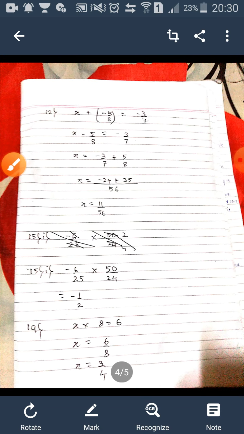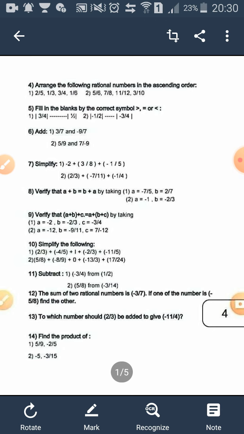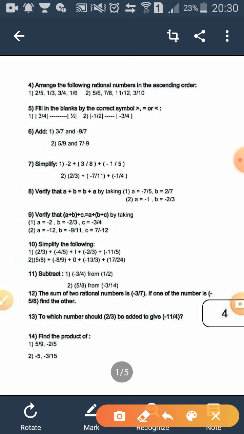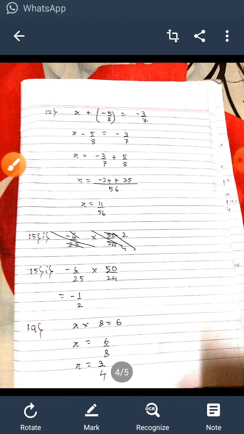So I solved, okay, there was another sum which I missed out. Okay, so here are the sums. The sum of two rational numbers is minus 3 by 7. If one of them is 5 by 8, find the other. Wait, have I solved this? Yes.